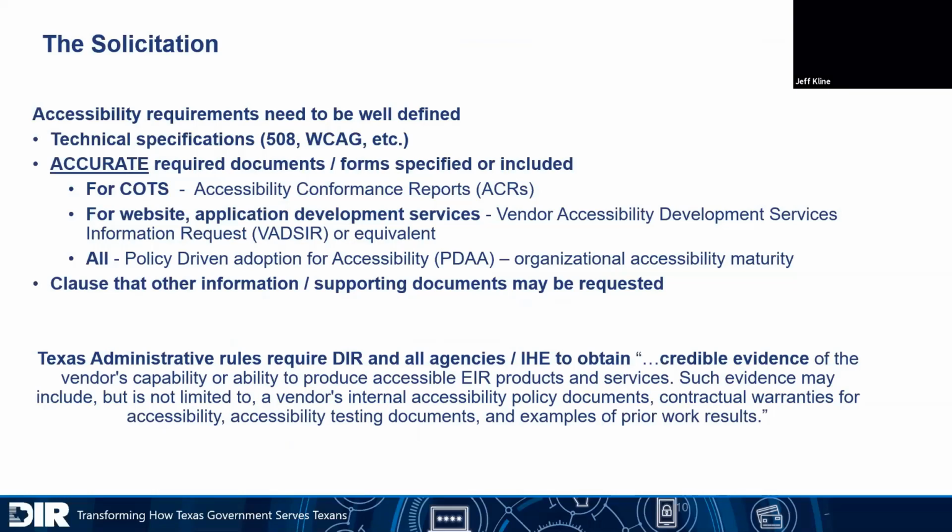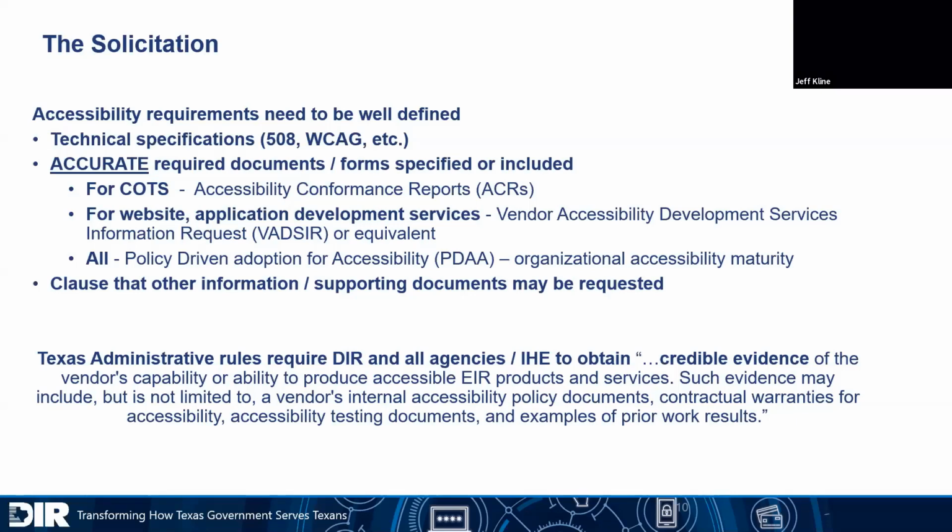And when you get to the solicitation, it's important that the requirements are well defined. So you have to have that technical spec in there. And most folks will use 508 or WCAG. In some ways, it's a little bit redundant because 508 does point to WCAG, but I don't think that it's a bad thing to be a little bit redundant in this case, because you still see a lot of vendors who don't really pay attention to those requirements and submit responses anyway, and that you require accurate documents and using the forms either specified or included.